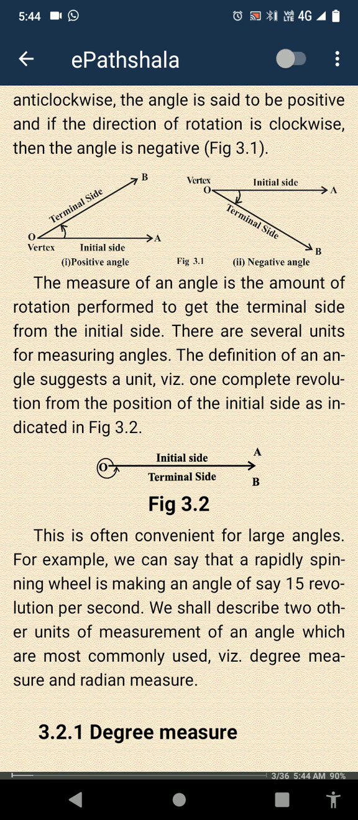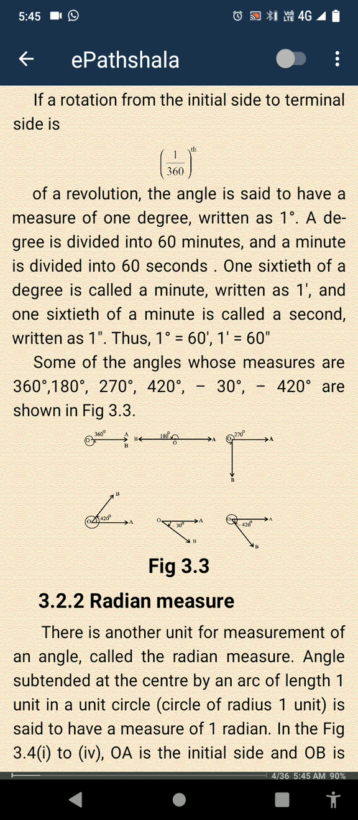So to complete a whole revolution and come back to the same initial point by the terminal side, the angle should be 360 degrees. Here I am saying a new word, degree. What is a degree? It is very important to know about degree. A degree is nothing but 1 upon 360th part of the whole angle.